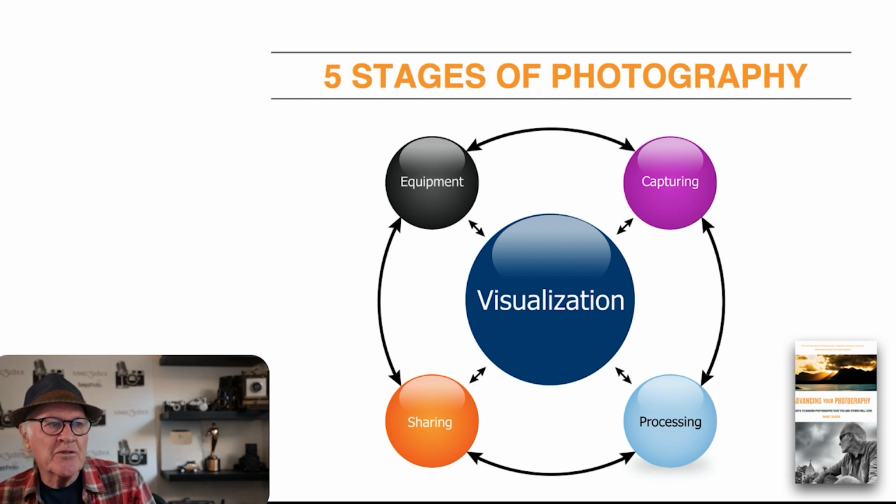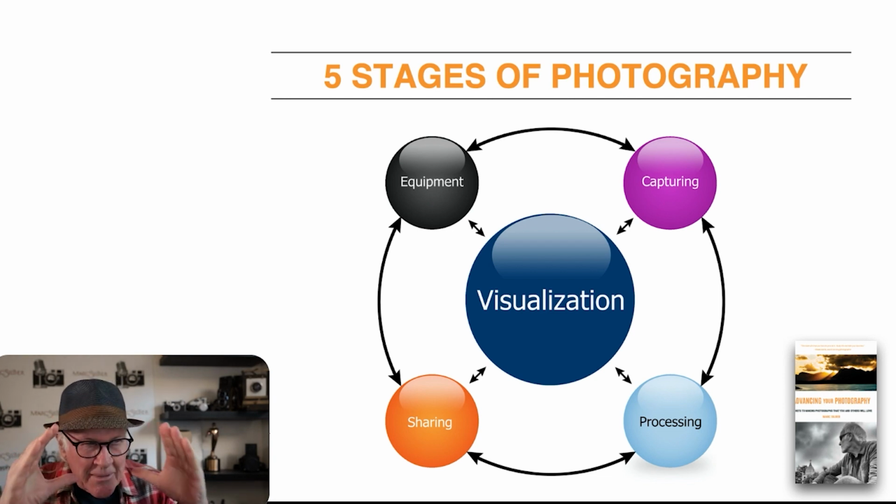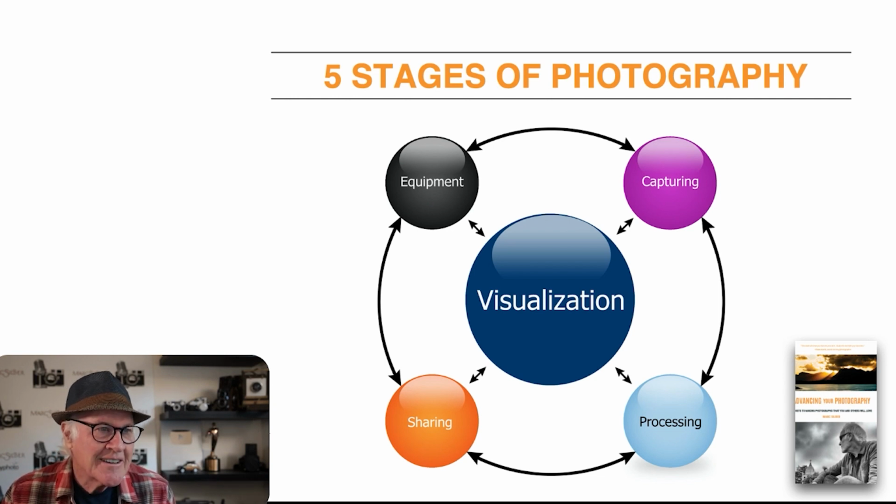You guys should know from my books and what I've told you before that there are 5 stages of photography. Quickly, visualization is getting it in your mind before you press the shutter, before you even pick up a camera, because you don't even know what camera you're going to use until you've got it visualized. Let's say you're going to shoot underwater. Well, you want a GoPro. If you're shooting a video, obviously you have to have a camera that shoots video. You might want to shoot film.